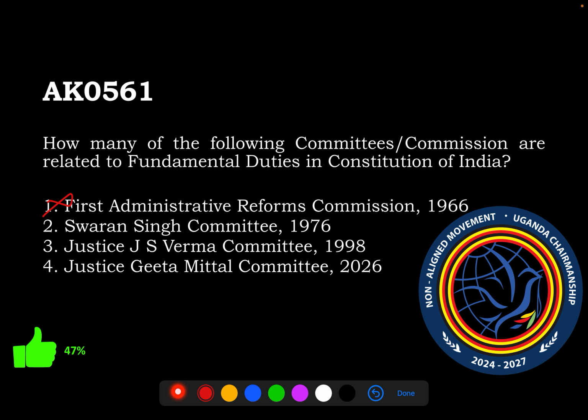Swaran Singh Committee, 1976, or more technically, Sardar Swaran Singh Committee. This was appointed in 1976 during the times of emergency of 1975 to study and recommend changes in the constitution. So it was this committee which had recommended the addition of fundamental duties in the Constitution of India. And some other important amendments were also recommended by the same committee.